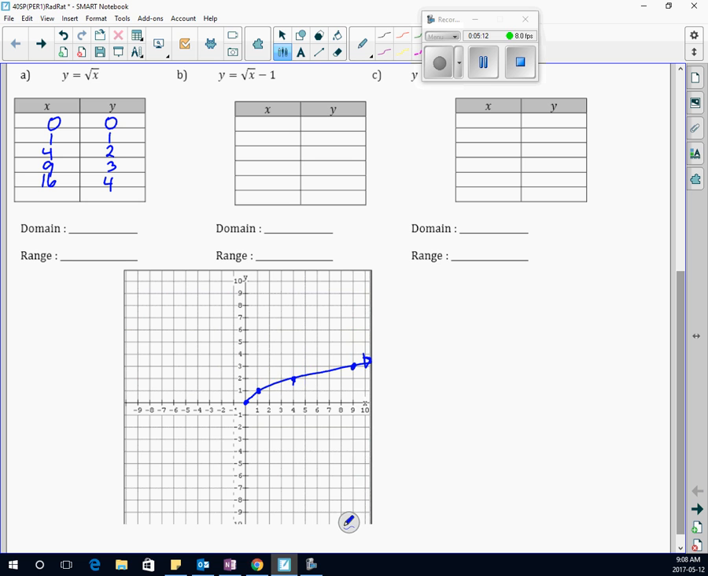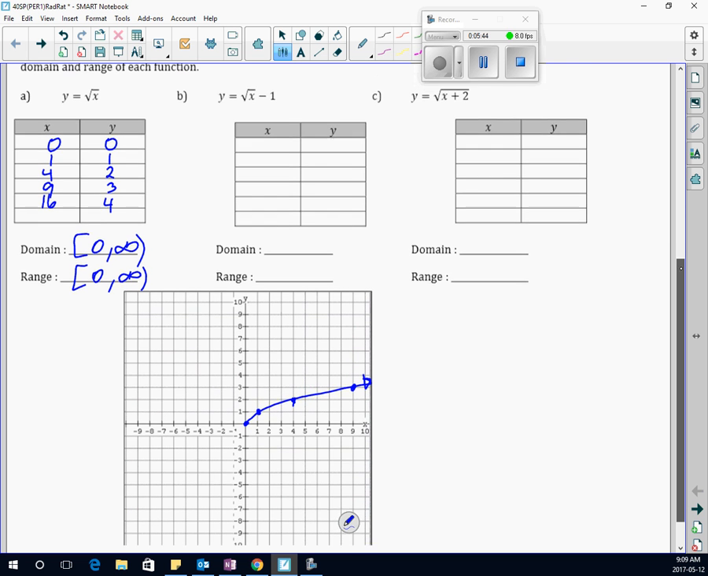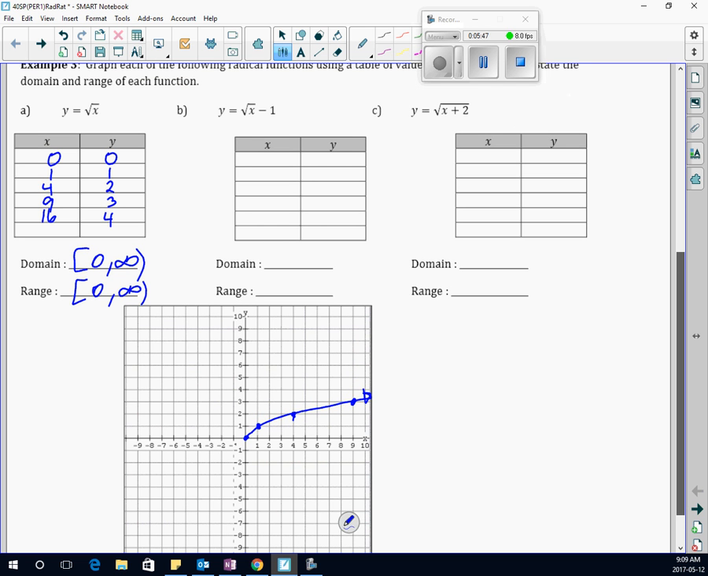Because it is a parabola? Yes, if I had the other part of it going this way, then I would have the horizontal parabola. That would be in the form x equals y squared, which is one of the enrichment topics. Okay, so what's my domain? 0 to infinity. What's my range? Same thing, right? Yes? Okay, so what do you think is going to happen here for B?